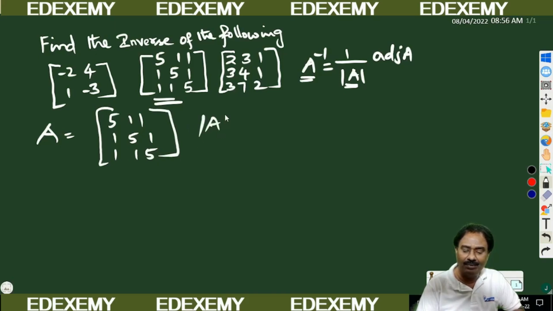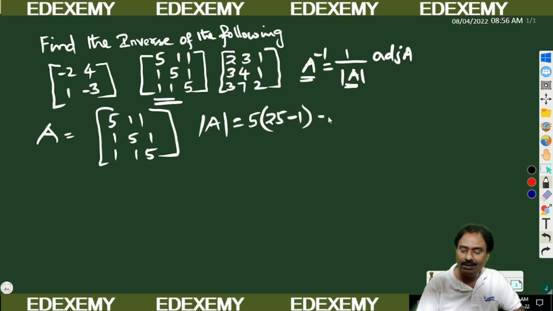As the first step, as usual, we will find the determinant value of A and prove that it is not equal to 0. Now expanding through R1, you have to write this step in the exam: expanding through R1. Now you will get 5 into, leaving that row and column, 5 into 5 is 25, minus of 1 into 1 is 1.